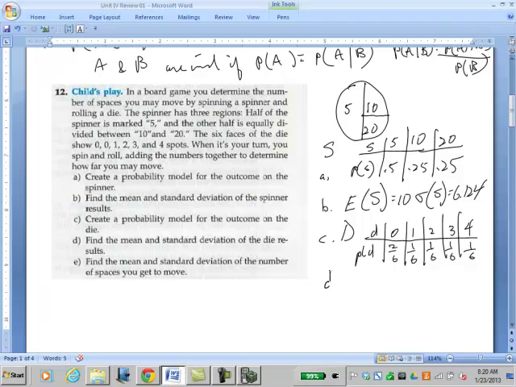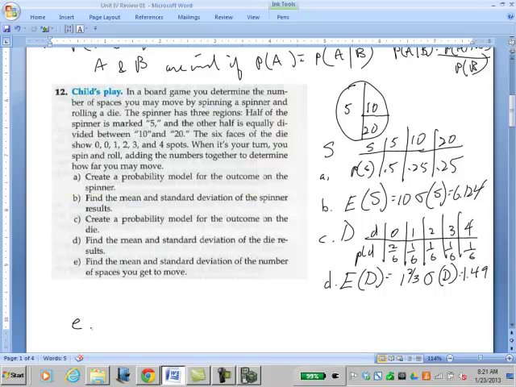So D, the expected value of capital D is 1 2/3, and the sigma of D, the standard deviation of D, is 1.49. Okay, so there's D. Now E, find the mean and standard deviation.